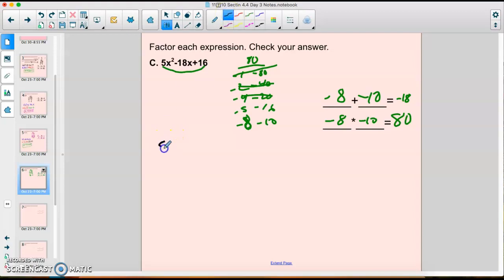Okay, so we rewrite our equation: minus 8x minus 10x plus 16. All right. Then what can we take out of the first two terms? We can't take a number out, but we can take an x. And we're left with 5x minus 8. Okay, and then in the other term, remember to include your negative. We can't take any x's out, but we can take 2.